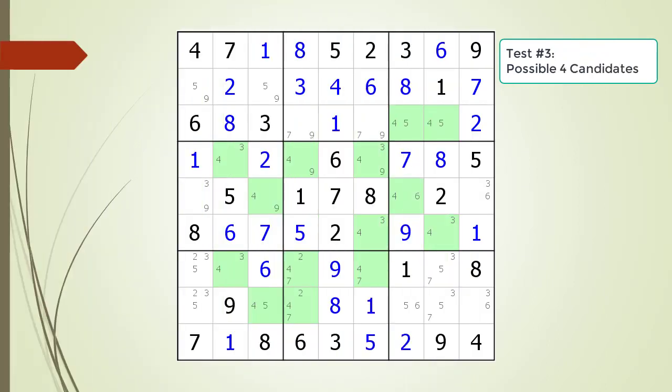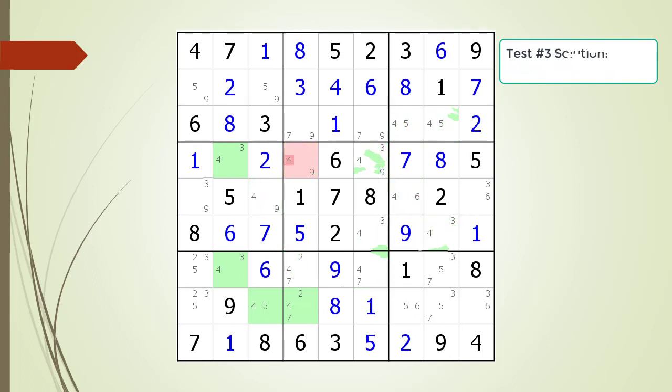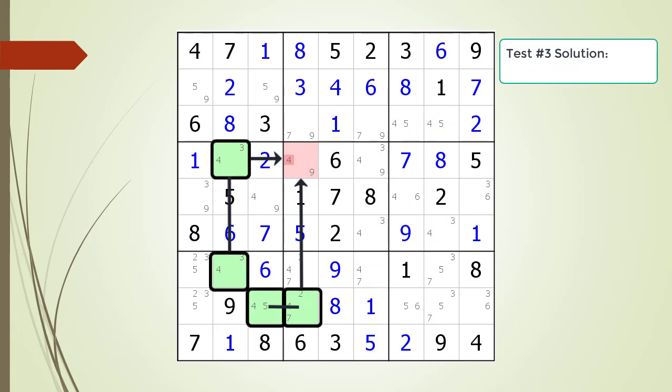Pause the video and find the two-string kite with the highlighted candidate. Identify the two X-wing halves, the shared block, the kill zone, and a non-possible candidate to be removed. Here is the solution.